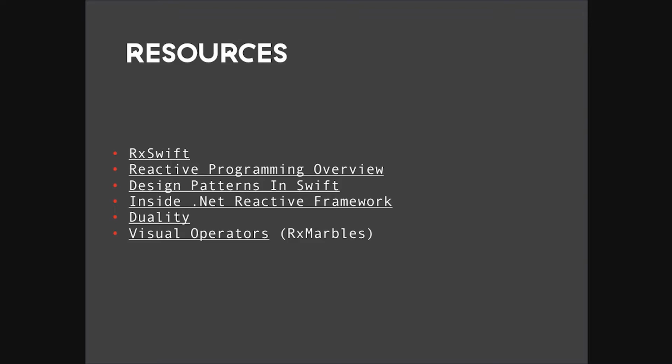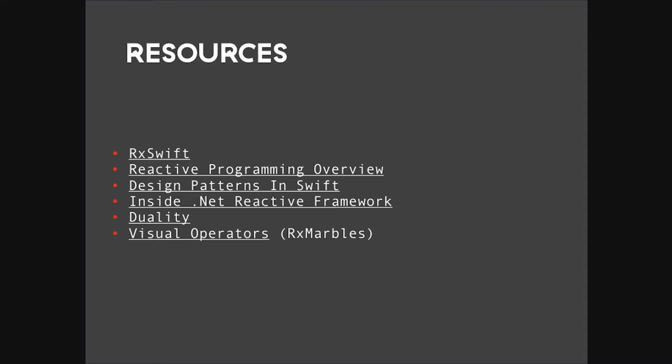RxSwift, as I said, README file, documentation, everything. Reactive programming overview, what it is and other stuff. Design patterns in Swift, if you want to deepen your knowledge about this. This is really good, inside the .NET Reactive Framework. Duality, this is a paper that describes the connection between the iterator and observer pattern. It's pretty straightforward, so definitely check this out.